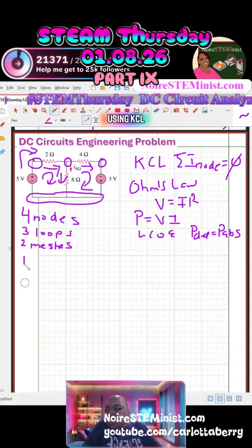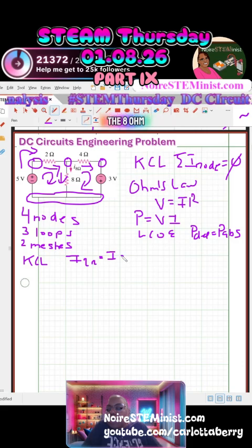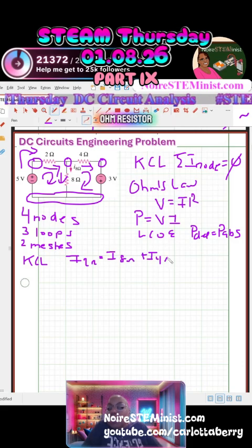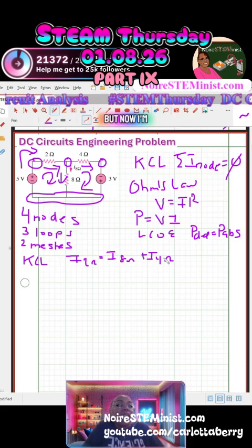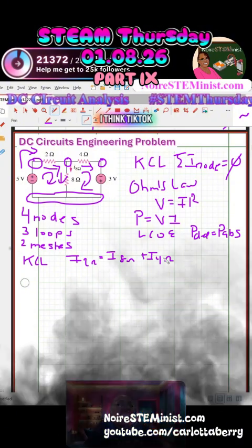So using KCL, the current coming in from that 2 ohm resistor equals the current going out through the 8 ohm resistor plus the current going out through the 4 ohm resistor. Yes, this is the problem I just did with you, but now I'm doing it with KCL instead of KVL so that you can see that it doesn't matter. I think TikTok knew that.